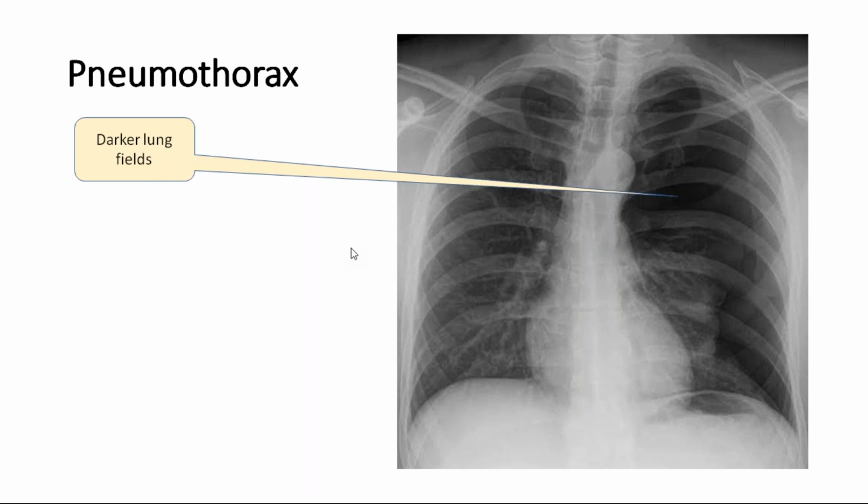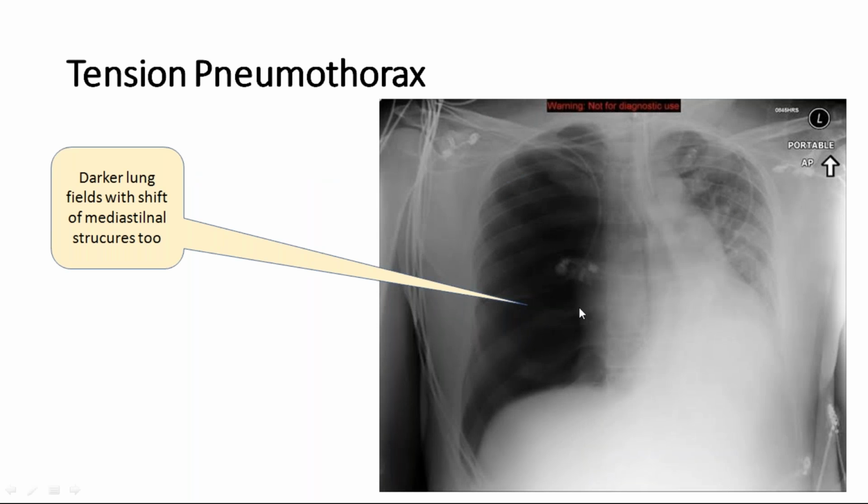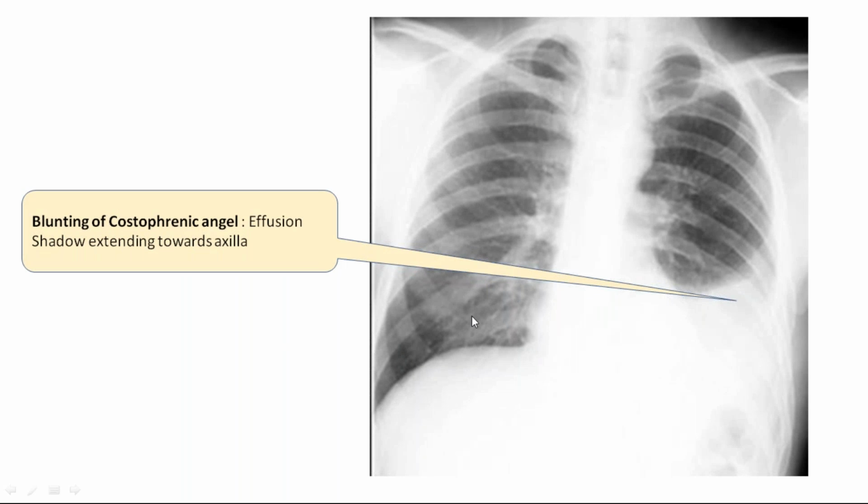That's how you make out the field differences, the depth of darkness. The tension pneumothorax is much more forceful, and it may shift the mediastinum also. Now look at this one.